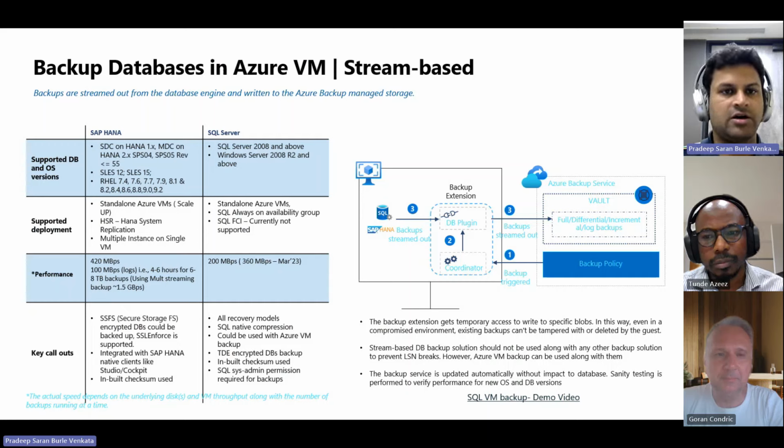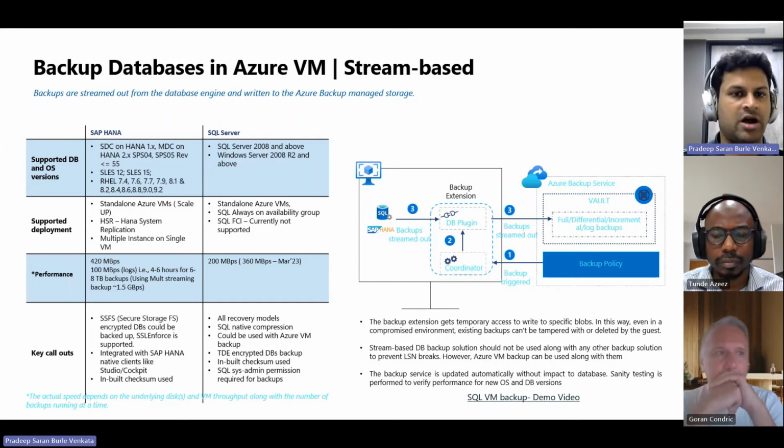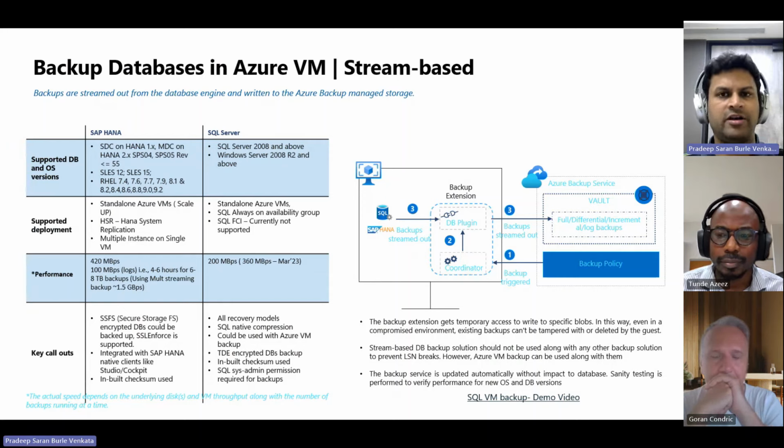So there's a quick comparison between the different capabilities that we support with SAP HANA and SQL, pretty much all the latest and greatest DB versions and operating system versions. With HANA, we support HSR in case you have enabled HA, which most production systems do with HANA system replication. We have intelligence to identify failure and then automatically back up, which means the customer does not have to worry about whether backups are happening after failover and fallback. We automatically take care of that completely.